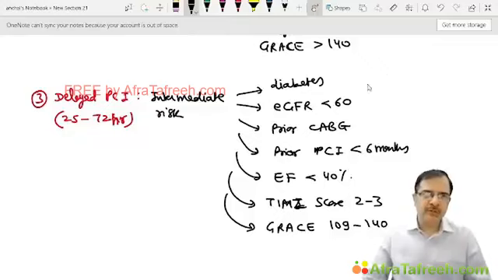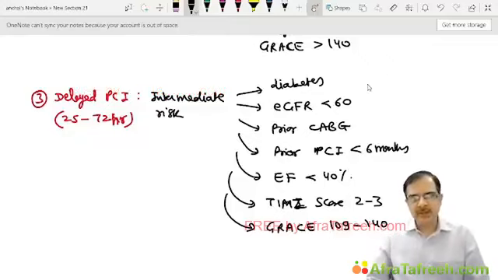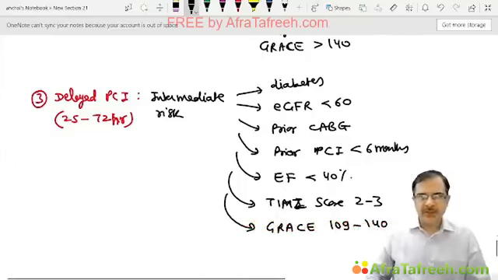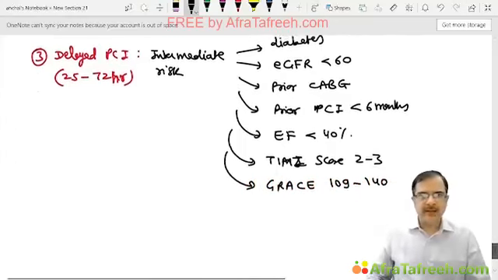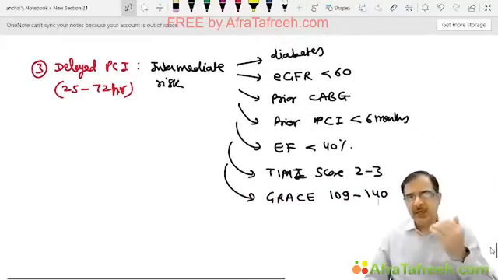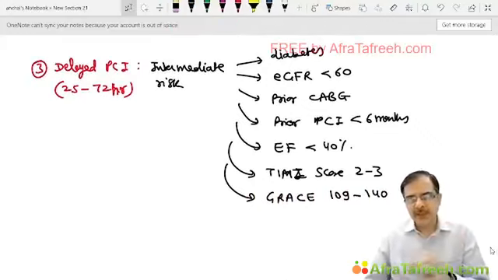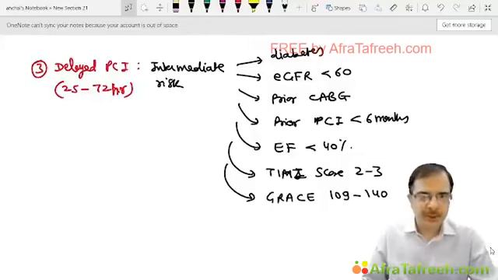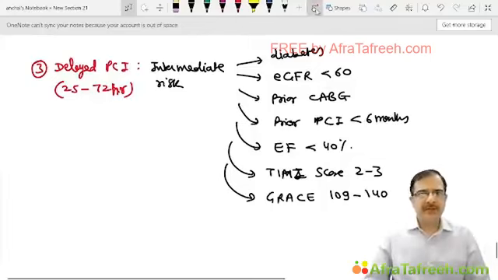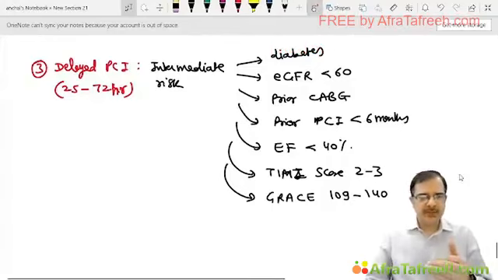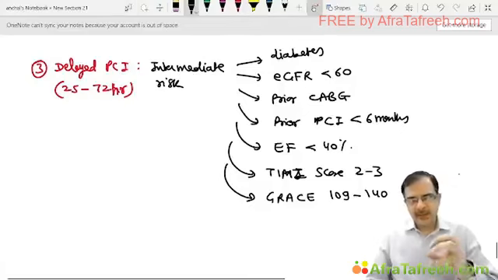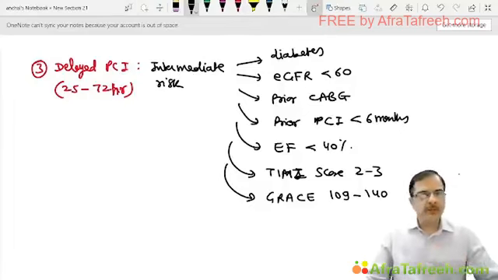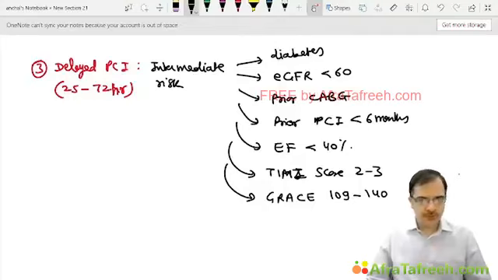So this is the management of patients with non-ST elevation MI and unstable angina. This was the lecture for today, that is the management of unstable angina patients and non-ST elevation MI patients. With this, we finish today's class, and the notes which I told you about will be uploaded in your section soon.